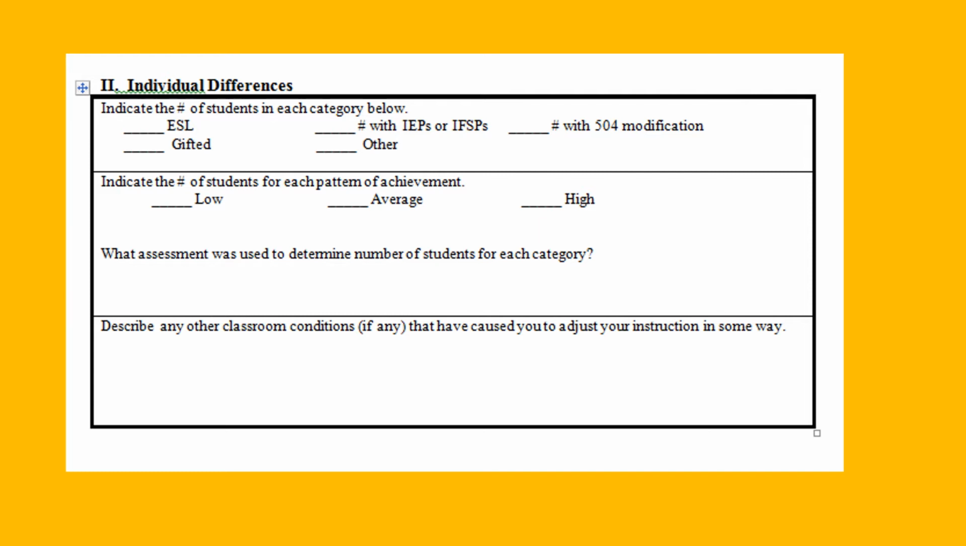The top section of individual differences has to do with proven diagnosed students. So if you have a student diagnosed with an issue that has an IEP, then you would note them here. If they actually have a 504 in place, you would note them here. If they are qualified for ESL, you would document them here.